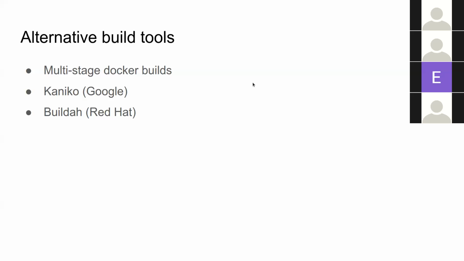Okay, let's move on. I'm just checking how much time we've got left. We've probably got about 12 minutes left, so we do need to move on. So the alternatives: multi-stage Docker builds, and then two alternative build tools, one from Google and one from Red Hat.